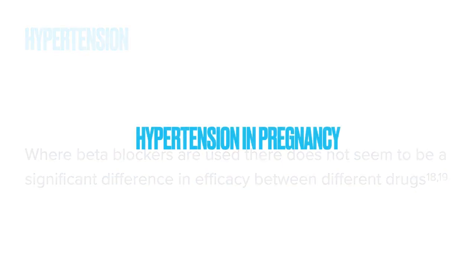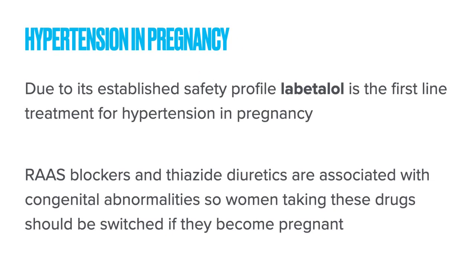Where beta blockers are commonly used is hypertension in pregnancy, and this all comes down to their established safety profile, in particular of labetalol, which makes it our first-line drug for most patients affected. If you've got patients with chronic hypertension who are at risk of pregnancy, then always remember that ACE inhibitors, A2RBs and thiazide diuretics are contraindicated in pregnancy. So any women who are thinking of becoming pregnant should usually be switched onto labetalol early on to prevent any negative outcomes as a result of this.